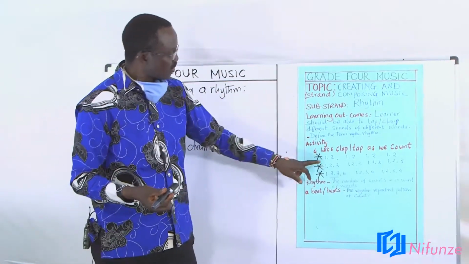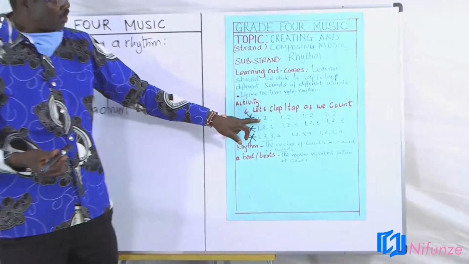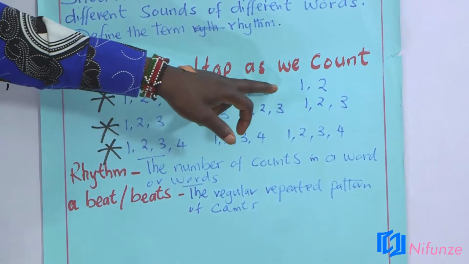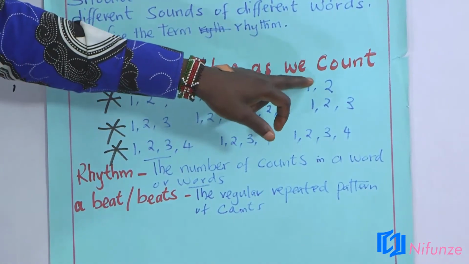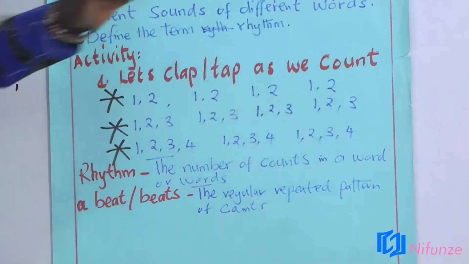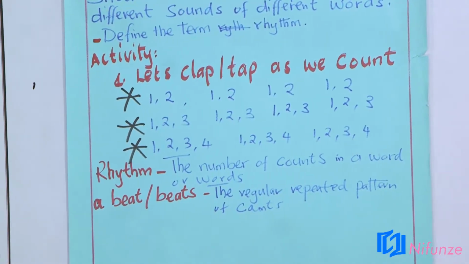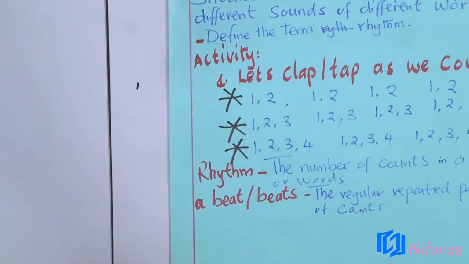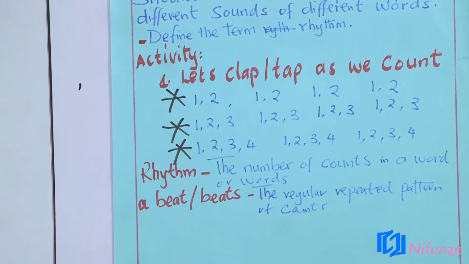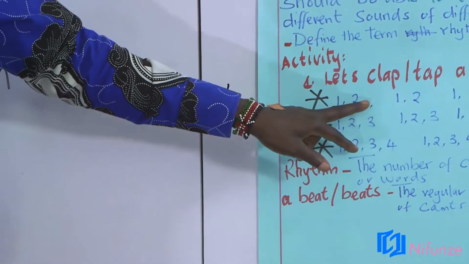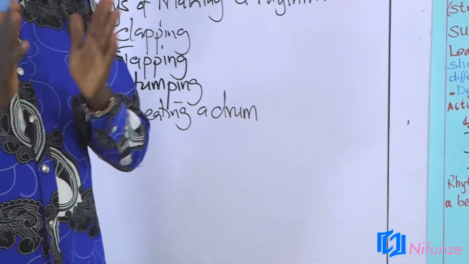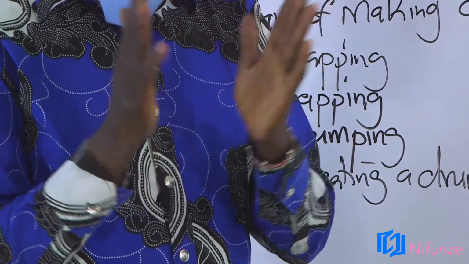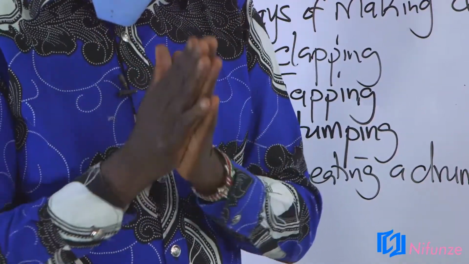The first one can be done as 1, 2, 1, 2, 1, 2. That is the first rhythm we have created by tapping or clapping. So we can do the actual tapping to create a rhythm by repeating this. 1, 2, 1, 2, 1, 2.